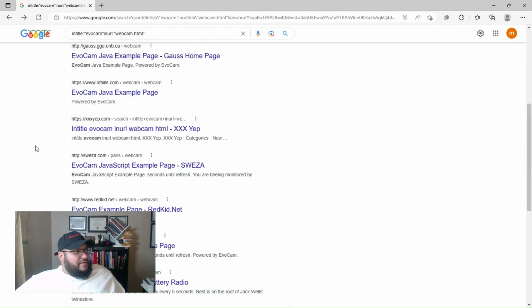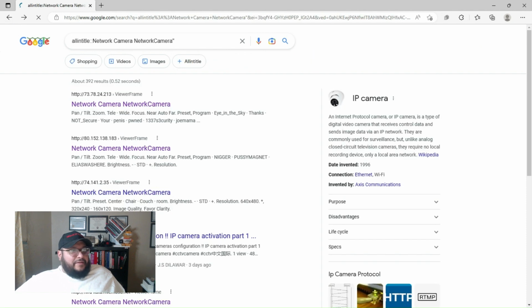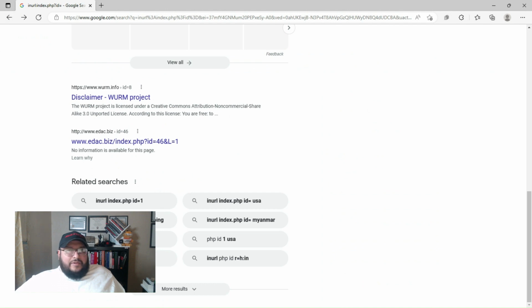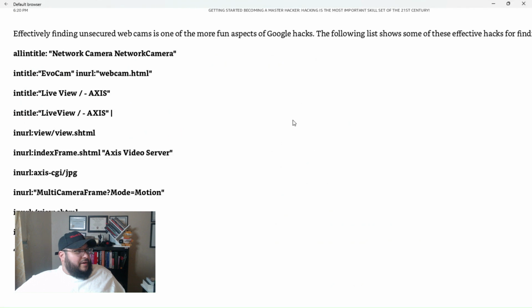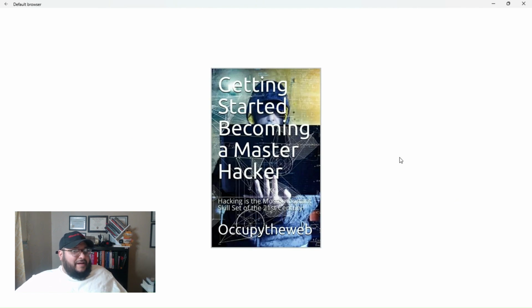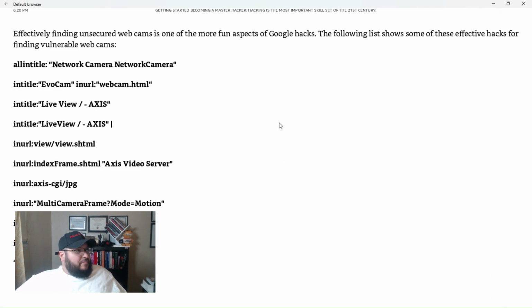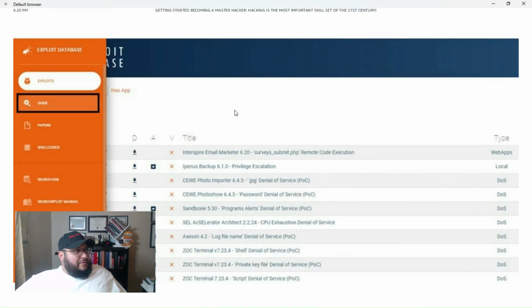But, geez, that looks like that's not a good one. Evo cam, maybe I spelled it wrong. Anyways, you get the drift of all that. So I'm going to get out of that one. Alright, so there's just some cams that you can look at. Just some examples, right? You can look up any other. That's what I'm saying, you gotta be careful.